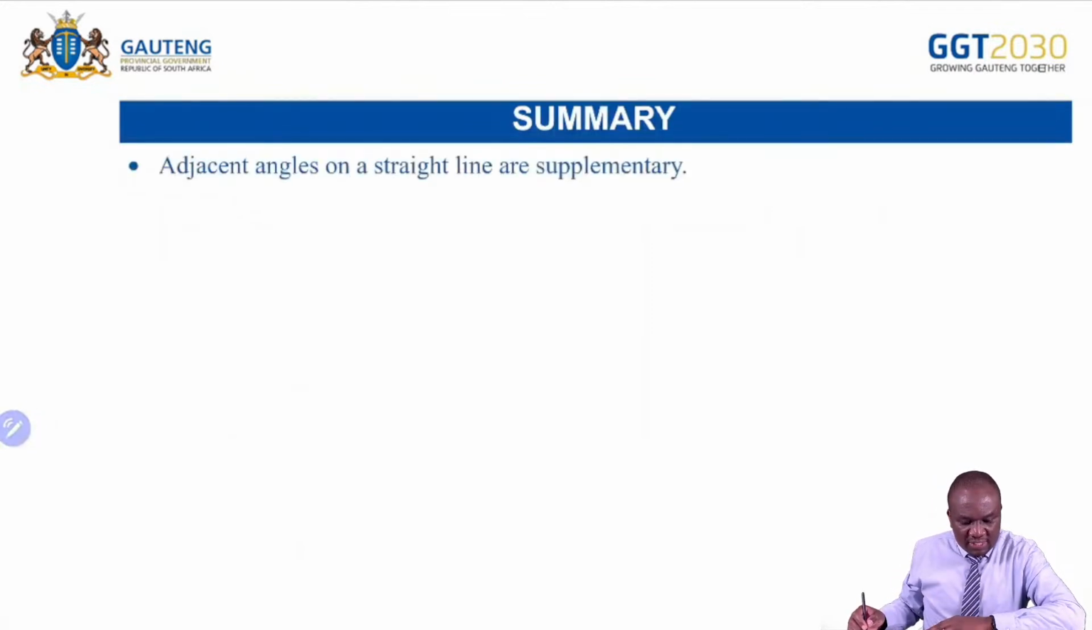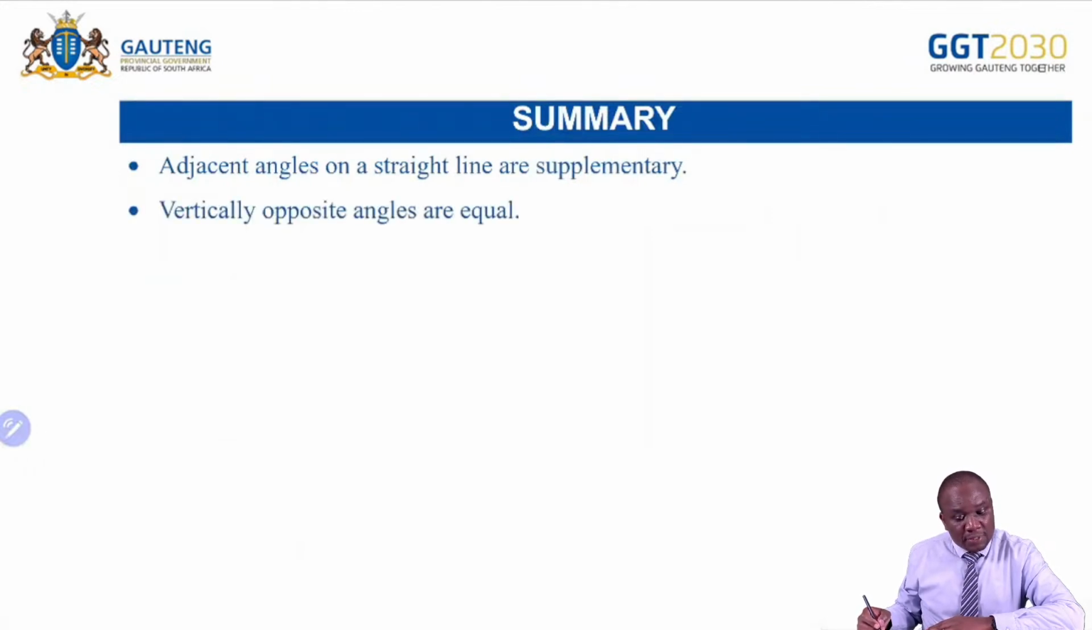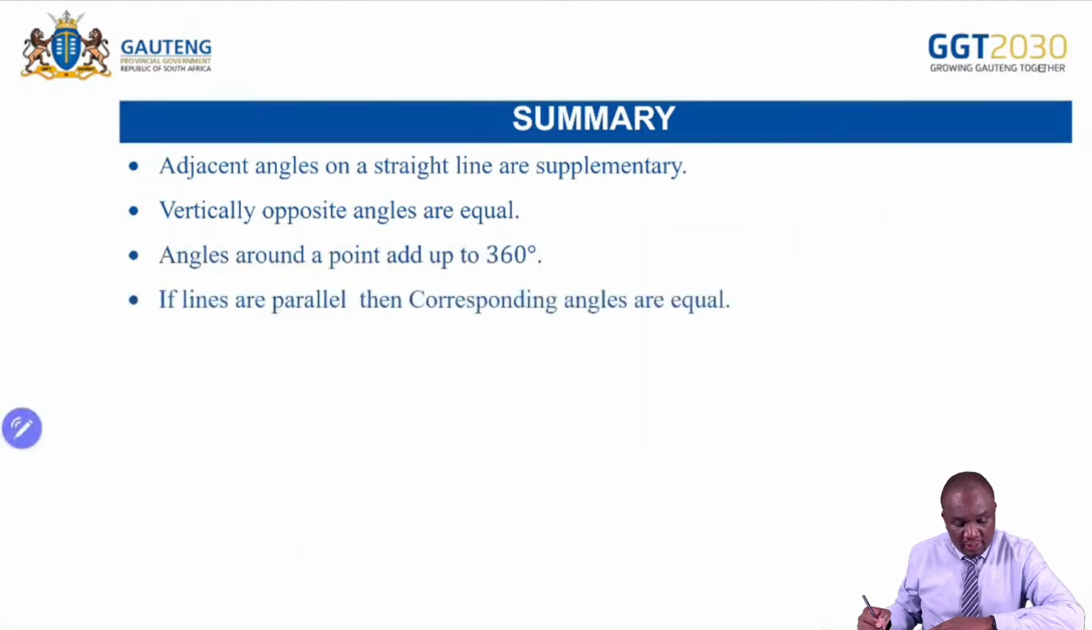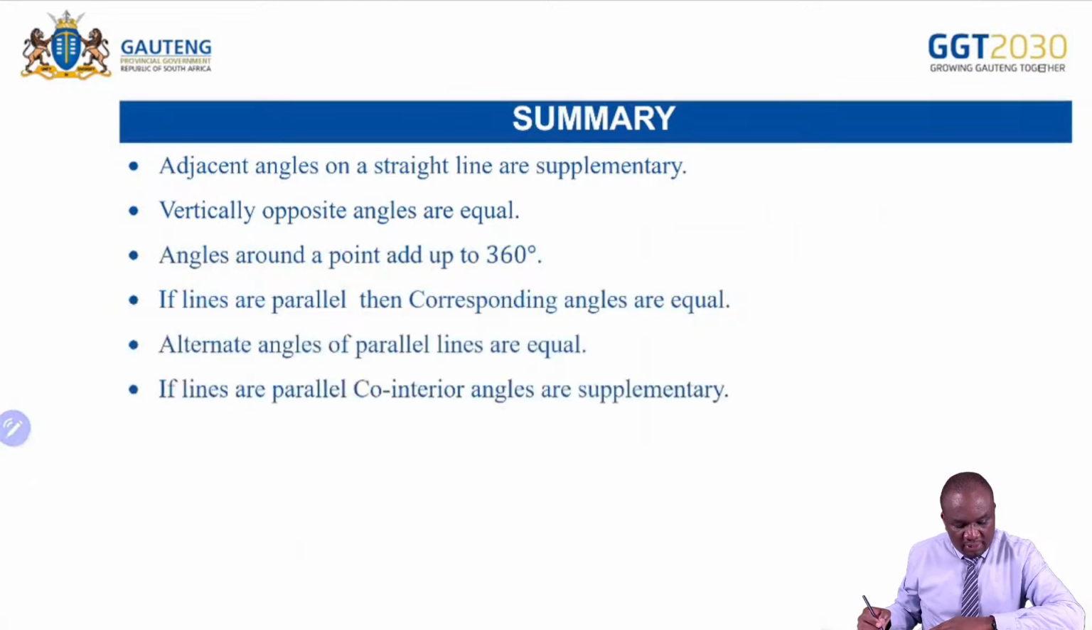So we say that adjacent angles on a straight line are supplementary. It means they add up to 180 degrees. Vertically opposite angles are equal. Angles around a point add up to 360 degrees. If lines are parallel, then corresponding angles are equal. Alternate angles of parallel lines are equal. And then if lines are parallel, co-interior angles are supplementary. That's what we revised today, because it was about revision.